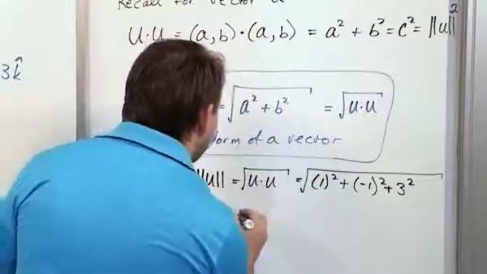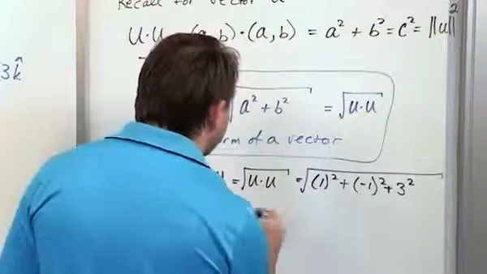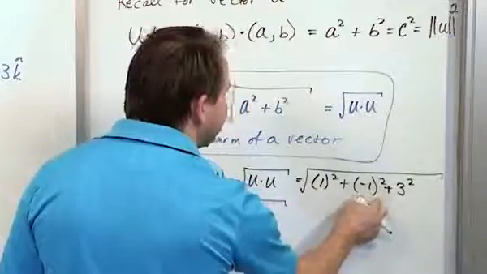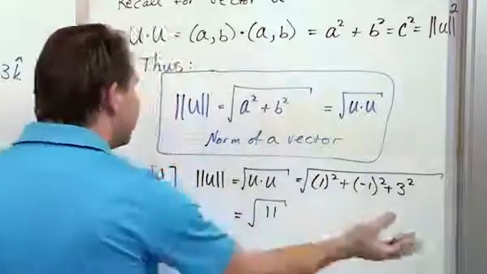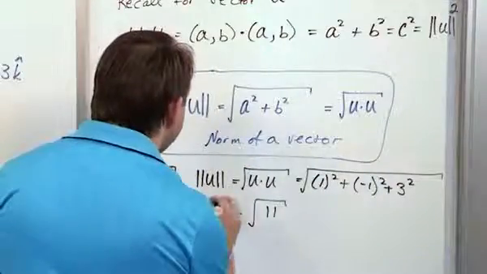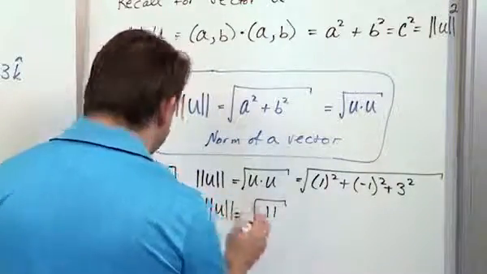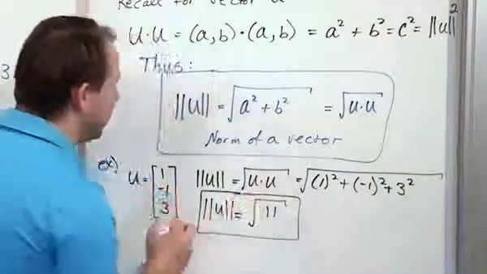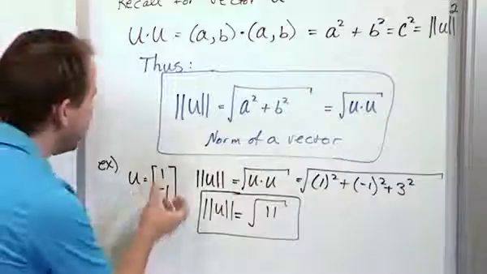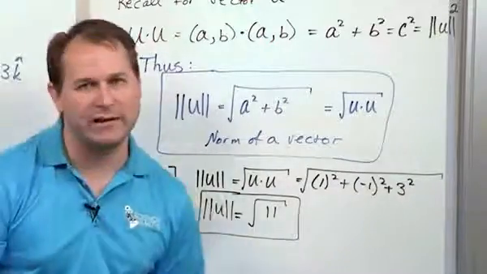And so what I'm going to end up having under the square root is 9, 1, and 1. So 9, 10, 11, the square root of 11, which I can put in a calculator and get a number. But effectively, this is the magnitude of u. The magnitude of the vector is the square root of 11. So you see, if you know what the vector is, including its components, you can always calculate its magnitude.